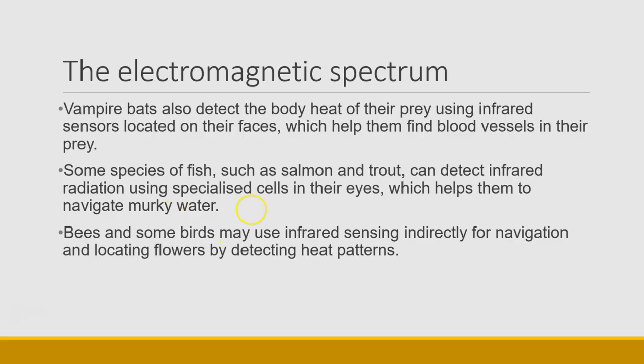And finally, bees and some birds use infrared sensing indirectly for navigation and to locate flowers. They don't actually have infrared sensors on their bodies, but they have temperature sensors that allow them to detect heat patterns.